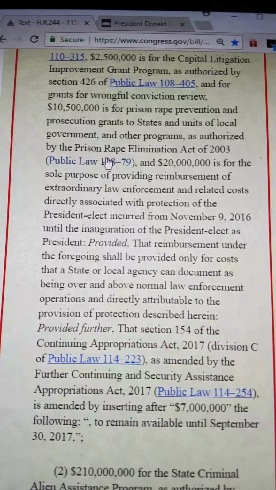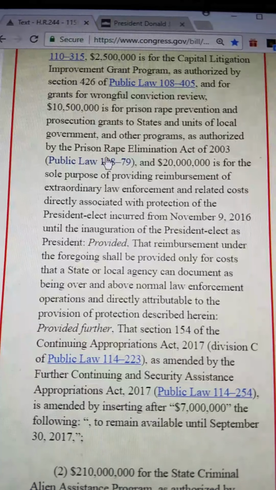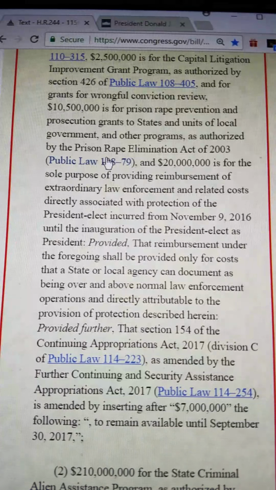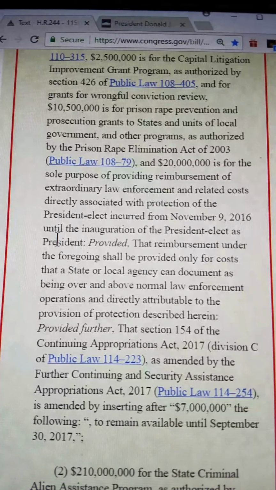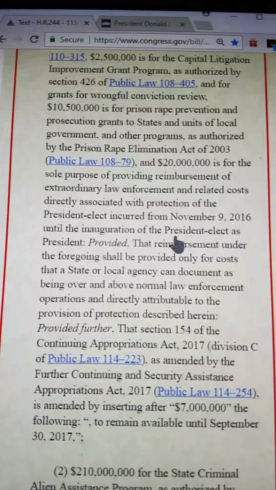$10.5 million is for prison rape prevention and prosecution grants to states and units of local government and other programs as authorized by the Prison Rape Elimination Act of 2003. And $20 million is for the sole purpose of providing reimbursement of extraordinary law enforcement and related costs directly associated with protection of the president-elect incurred from November 9, 2016 until the inauguration of the president-elect as president.